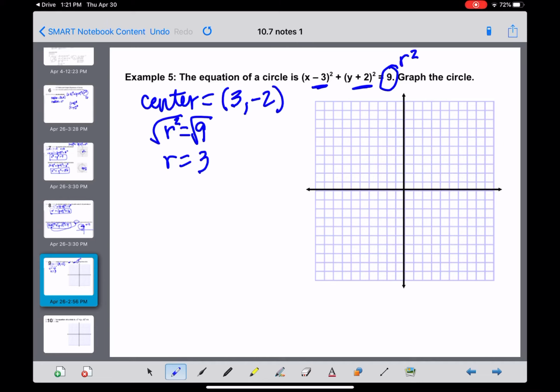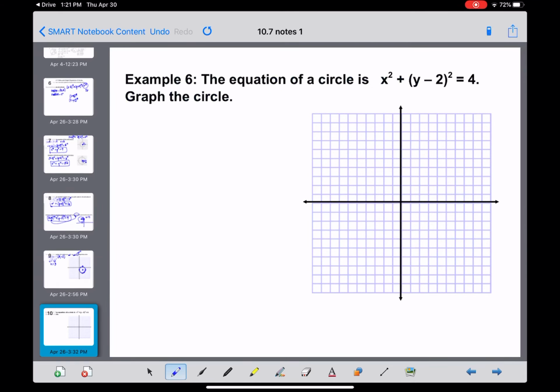Okay, so I'm going to graph (3, -2). And then for the radius, I'm going to count over 3, up 3, and down 3. Okay, so we are just going to sketch the best circle that you can after that. It looks kind of funky, but there's my circle. Okay, pause the video before you do this next one, and then start it when you're ready.